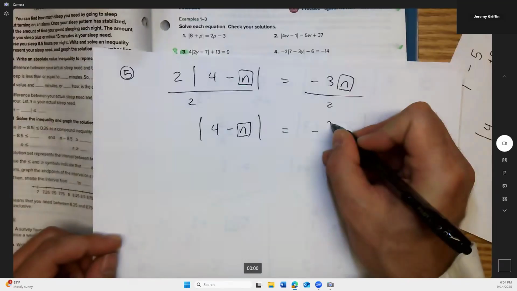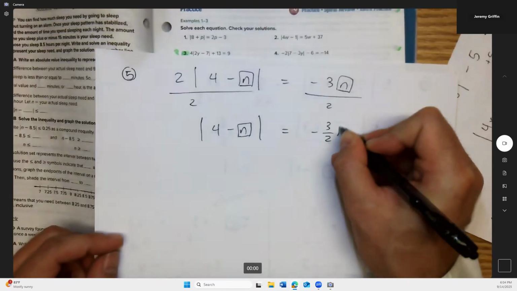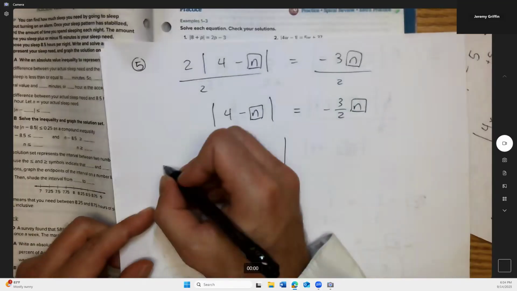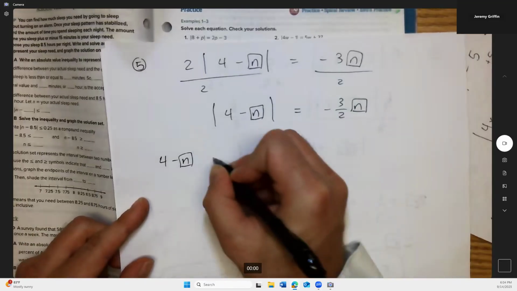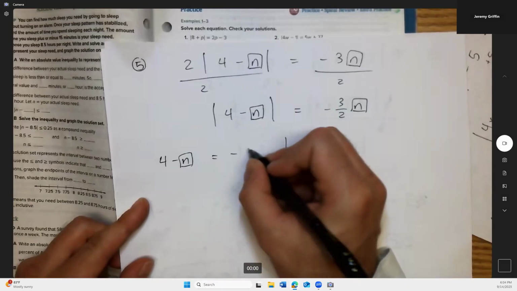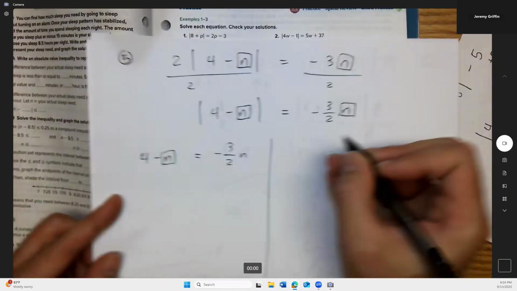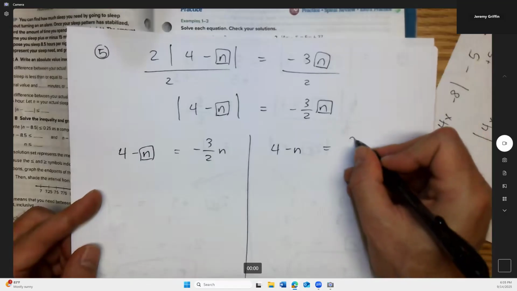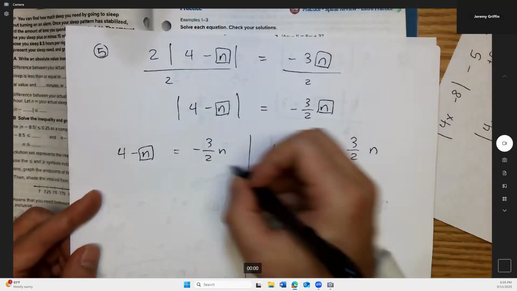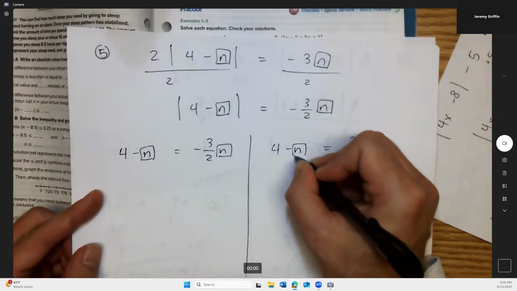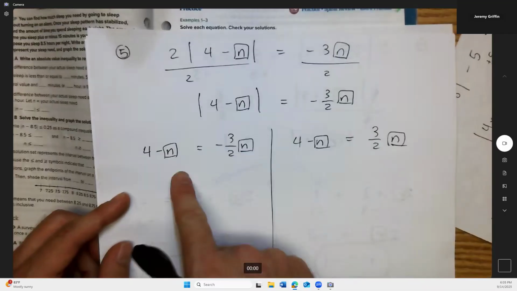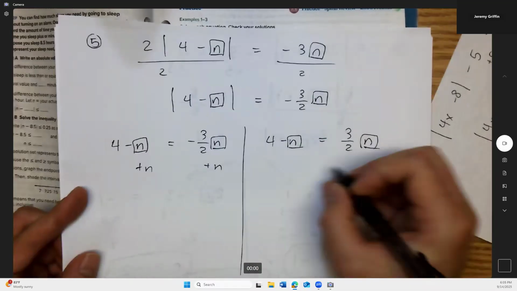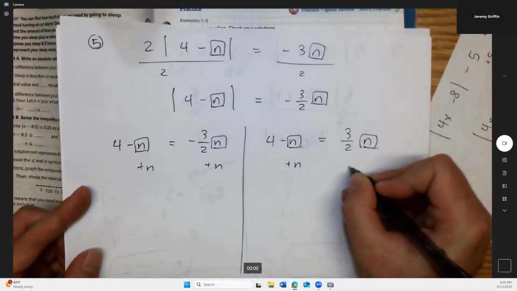This would be negative 3 over 2 times n. Okay. All right, now split this. So 4 minus n could be negative 3 over 2n, or 4 minus n could be positive 3 over 2n. Okay. Still solving for n. Okay, let's get all the n's together. So plus n, and then same thing here, plus n, plus n.